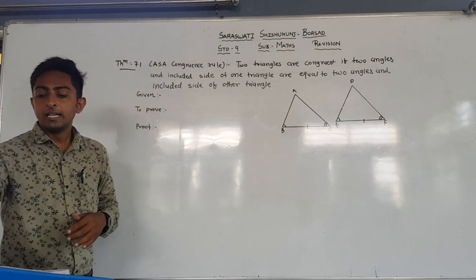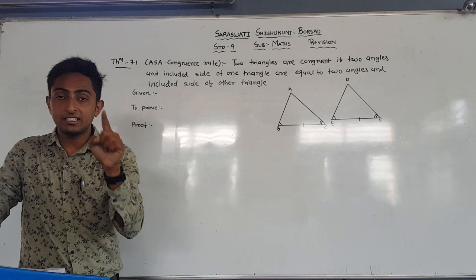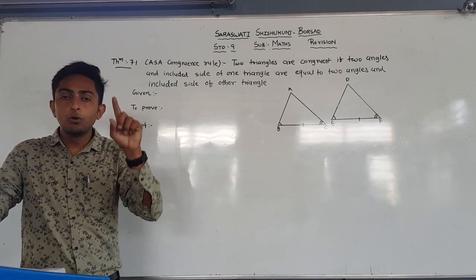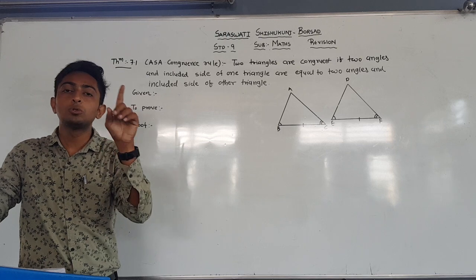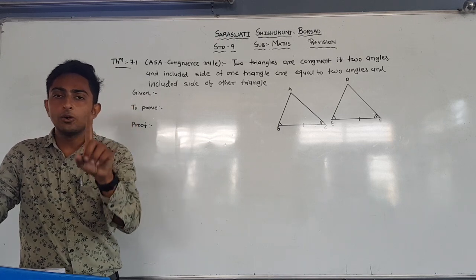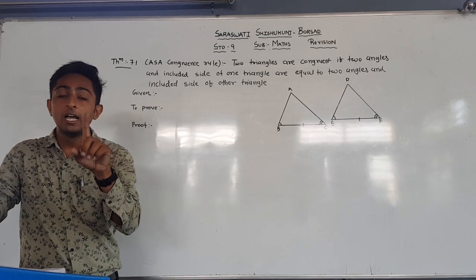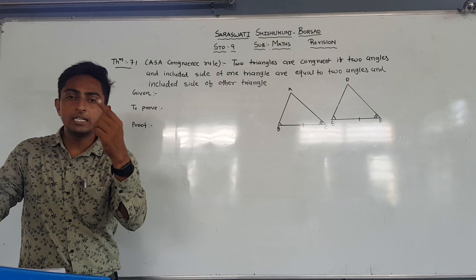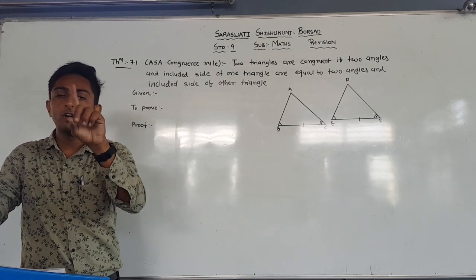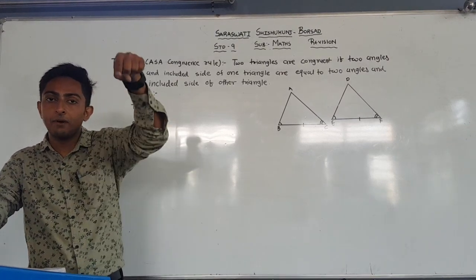Before we start the ASA congruence rule, we need to know the SAS congruence rule. What is the SAS congruence rule? Two triangles are congruent if two sides and their included angle of one triangle are equal to the two sides and included angle of the other triangle. This is the SAS, two sides and one angle.